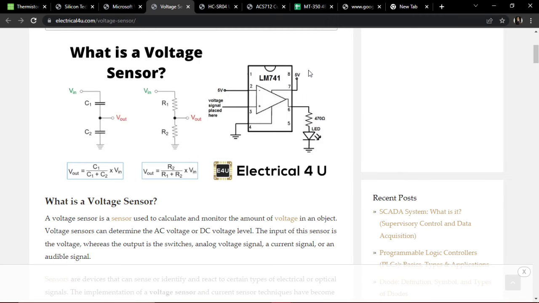Hello again, sir. The fifth sensor that I took is the voltage sensor. What is a voltage sensor? A voltage sensor is a sensor that is used to calculate and monitor the amount of voltage in an object. It can determine the AC voltage or DC voltage level. The input of this sensor is voltage, and the output is a switch, analog voltage signal, current signal, or an audible signal.